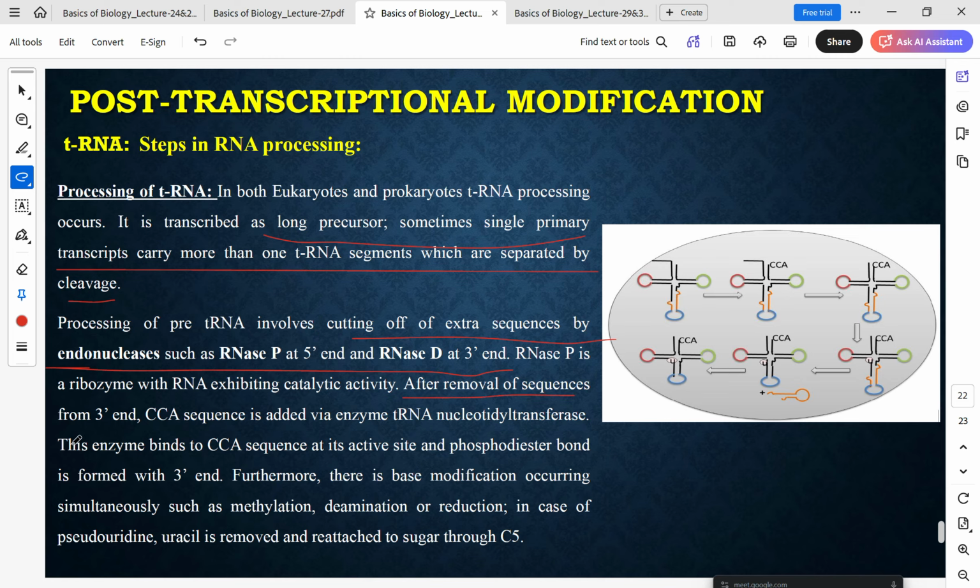After removal of the sequences from the 3' end, the CCA sequence is added by an enzyme, tRNA nucleotidyl transferase. Then the enzyme binds to the CCA sequence at its active site and a phosphodiester bond is formed with the 3' end. Furthermore, there is base modification occurring simultaneously, such as methylation, deamination or reduction. In case of pseudouridine, uracil is removed and attached to the sugar at the C5, which happens here.